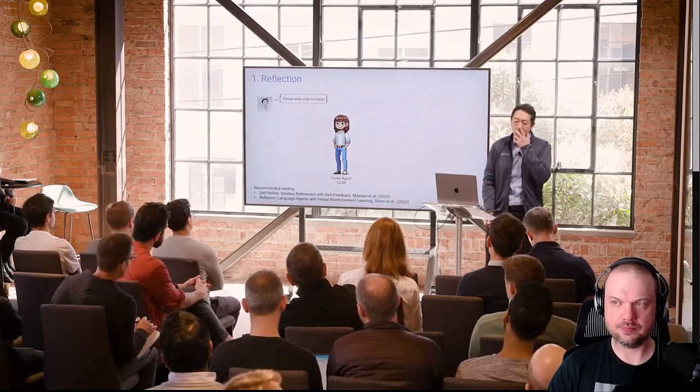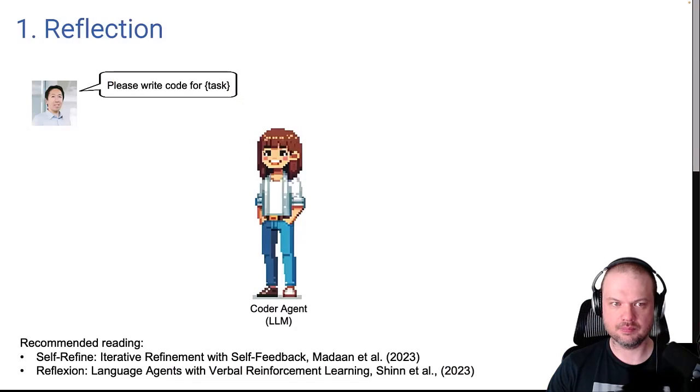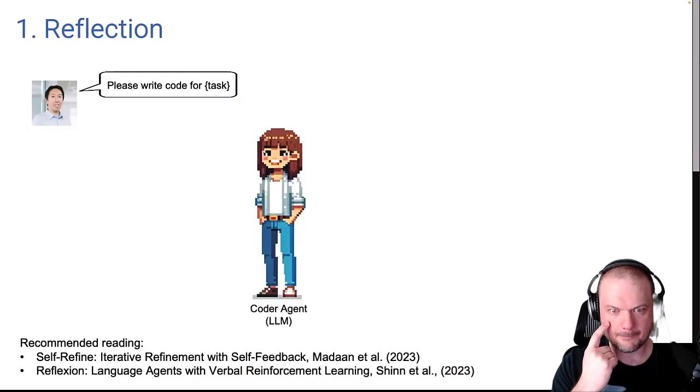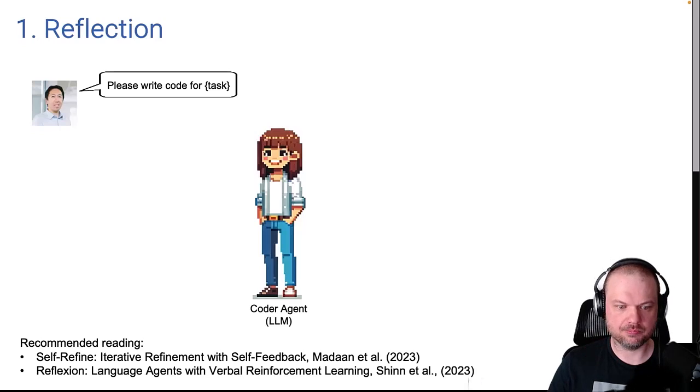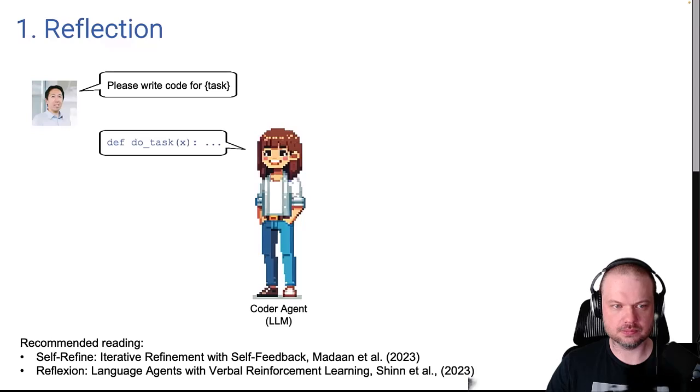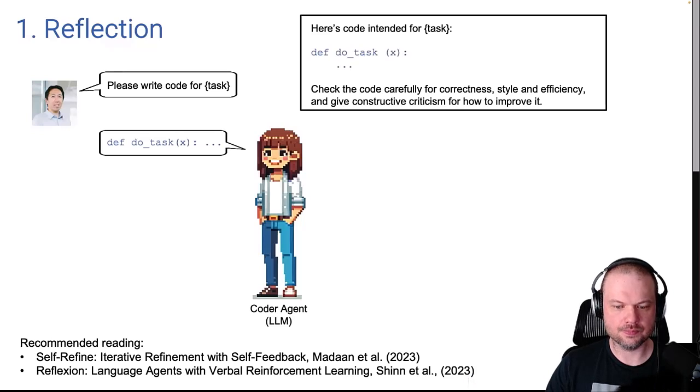So reflection, here's an example. Let's say I ask a system, please write code for me for a given task. Then we have a coder agent, just an LLM that you prompt to write code, to say, def do task, write a function like that. An example of self-reflection would be if you then prompt the LLM with something like this. Here's code intended for a task, and just give it back the exact same code that it just generated. And then say, check the code carefully for correctness, soundness, efficiency, good construction, criticism. Just write a prompt like that.